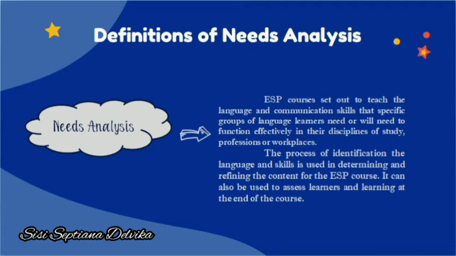The next is learner factor analysis: identification of learner factors such as their motivations, how they learn, and their perceptions of their needs. And the last is teaching context analysis: identification of factors related to the environment in which the course will run, and considerations of what realistically the ESP course and teacher can offer.